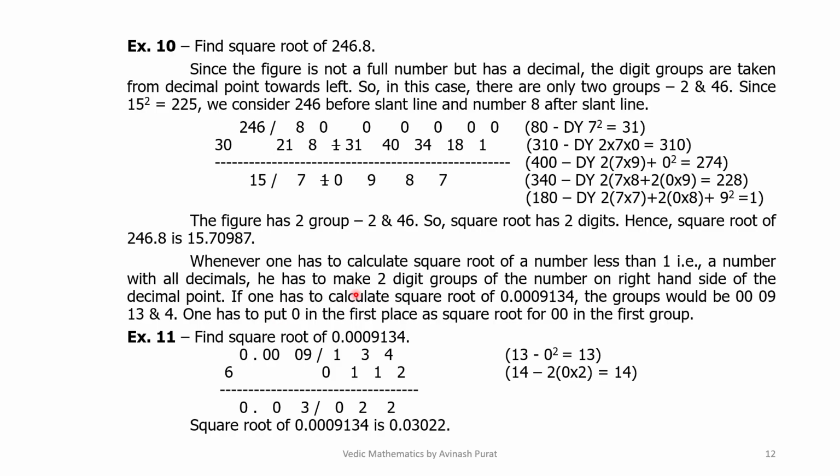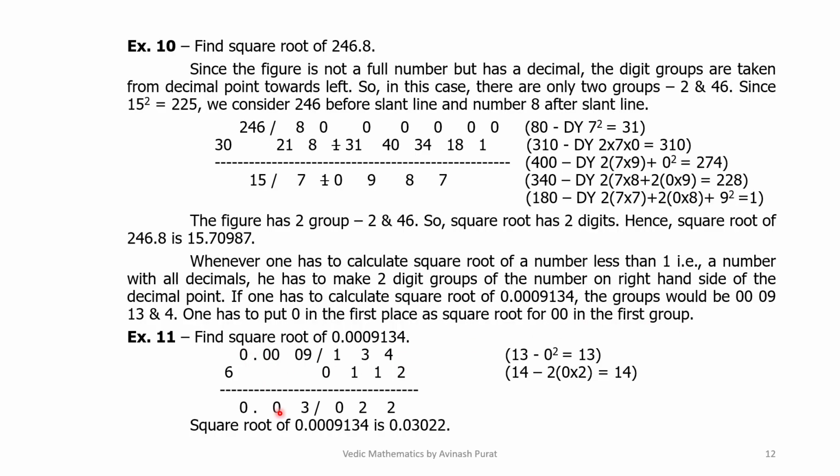Whenever one has to calculate square root of a number less than 1, that is a number with all decimals, he has to make two-digit groups of the number on right hand side of the decimal point. If one has to calculate square root of 0.000934, the groups would be 00, 09, 13 and 4. One has to put 0 in the first place as square root for 00 in the first group.